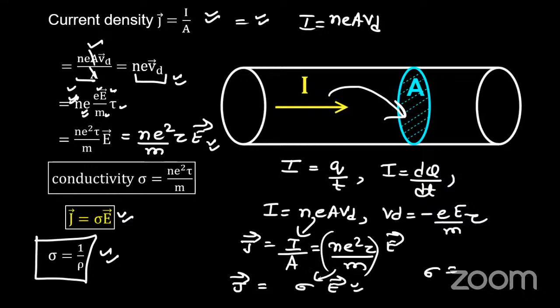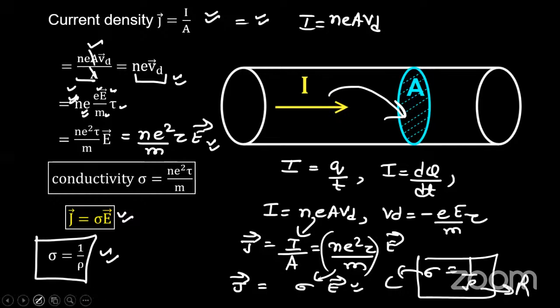And sigma we know from the lower classes also, it's 1 upon resistivity. It's conductivity, and this is resistivity. It's reciprocal to this. If one increases, the other decreases. Excellent. Okay, so you have replied to all things here. Nice. Let's proceed next.